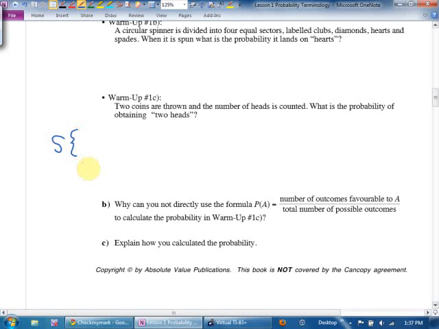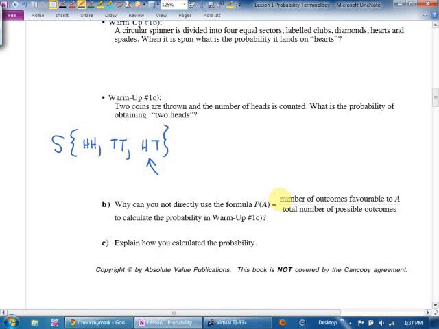Now, it depends how you list the sample space. If you list the sample space as heads, heads, tails, tails, heads, tails, you can get two heads, one head, or no heads. Are all of these equally likely? And the answer is no, because you can get that two different ways. And so we would either have to list it the way that I did earlier by calling it heads one, heads two, tails one, tails two, heads one, tails two, tails one, heads two, and then they're all equally likely.